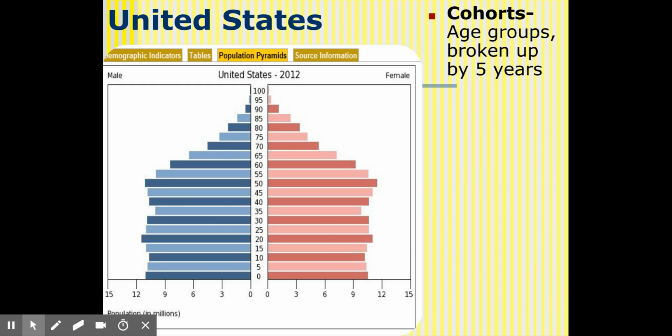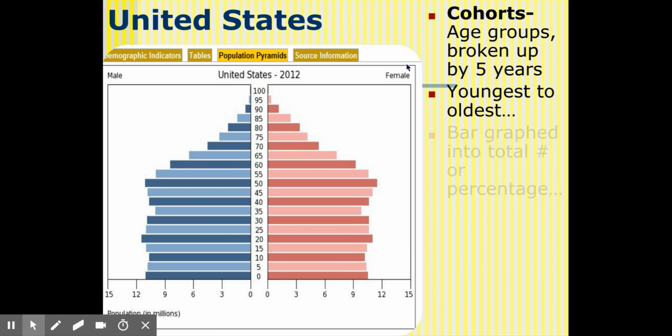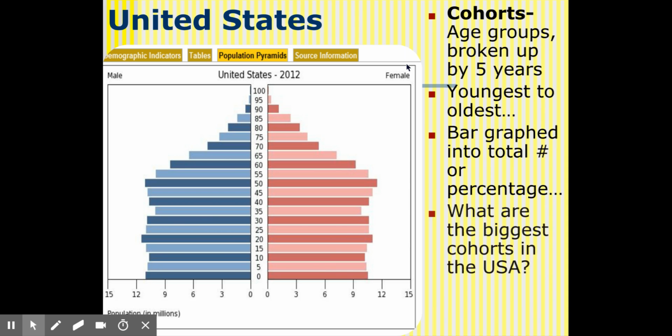If you look on the left side, you'll see that it's men, and on the right side, you'll see that it's women. Unfortunately, they are generally broken up into super heteronormative coloring. We're working on it, I guess, as geographers, but there you go. So it's a bar graph based on total population, so the actual number, but sometimes you'll see it in percentage as well. So you should write that in your notes. Sometimes it'll be percentage of population, sometimes it will be total of population.